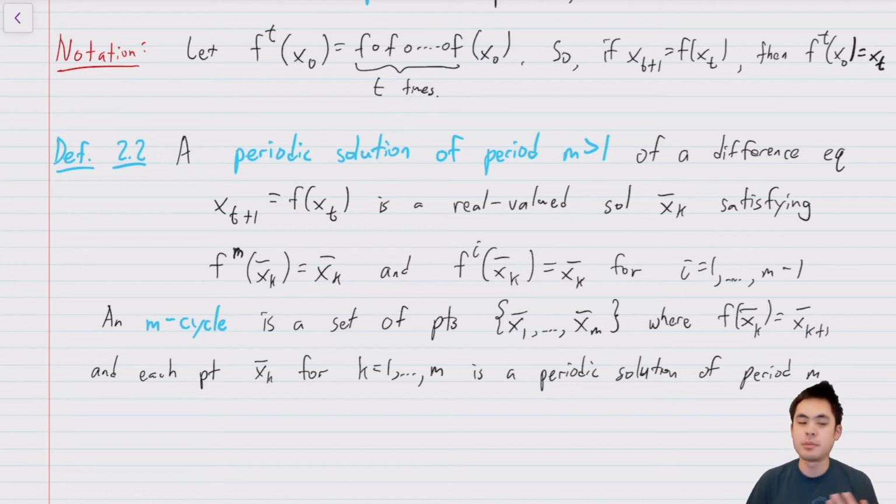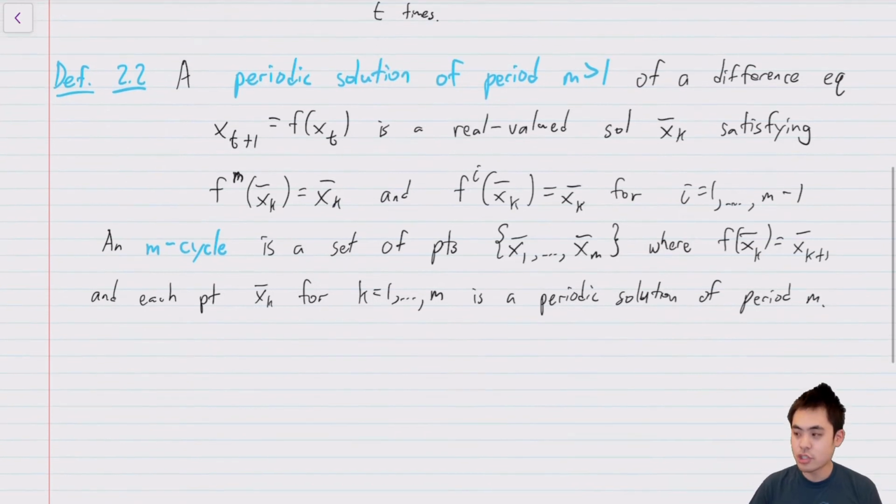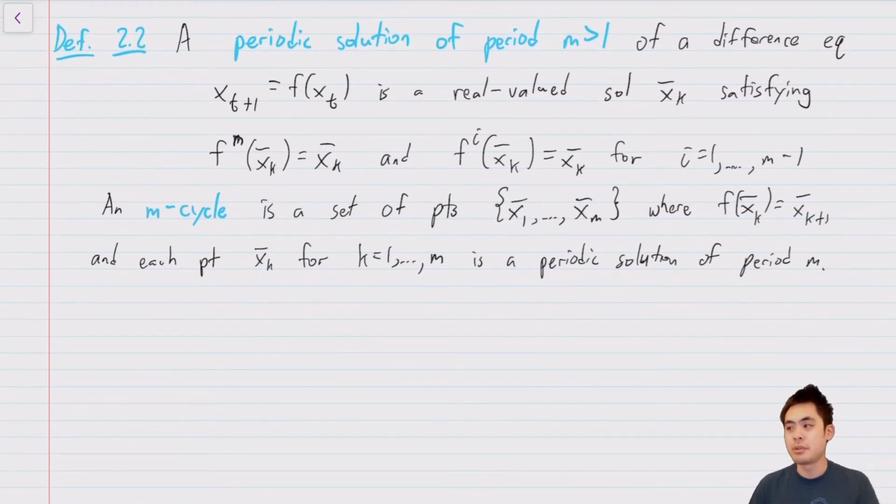And this makes sense, right? Because if you start with a periodic solution, after m steps it's going to return to what it started with, and then it's going to repeat every one of those steps again. So each of those other steps is also a periodic solution of period m.